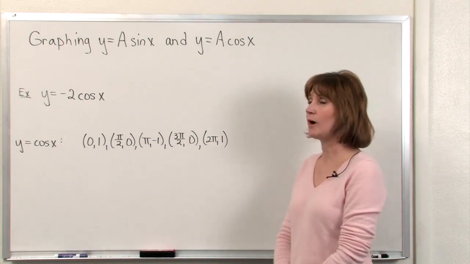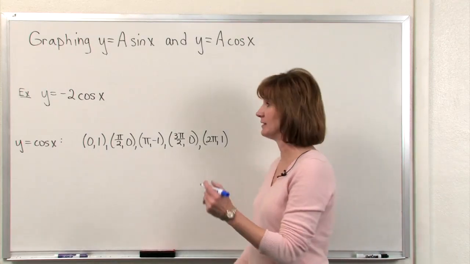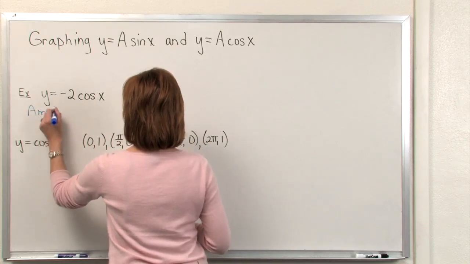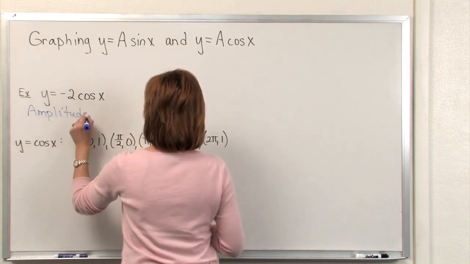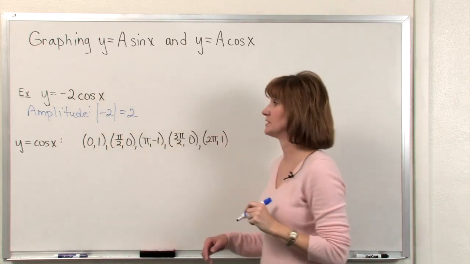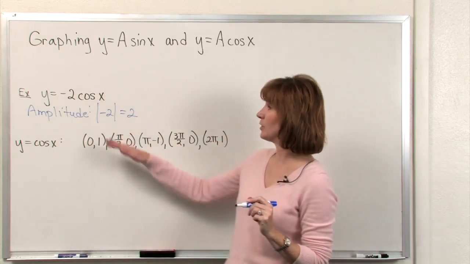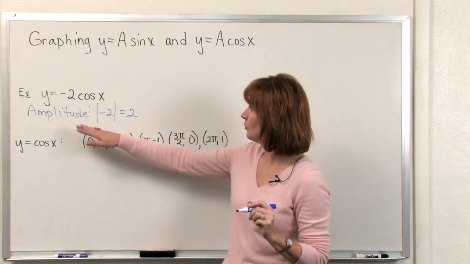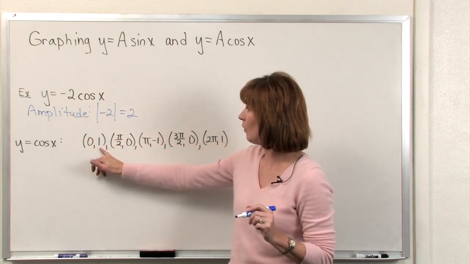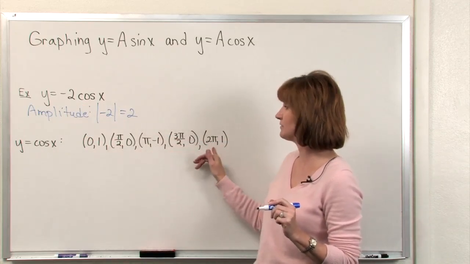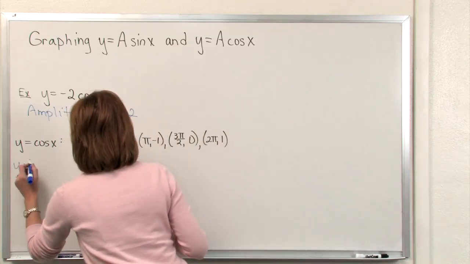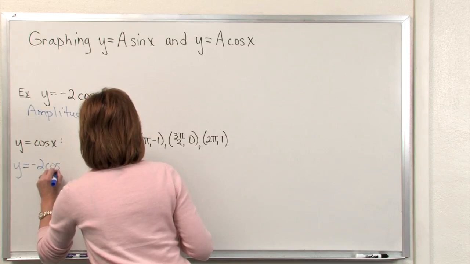Now let's look at another example. Let's look at the graph of y equal negative 2 cosine x. The amplitude will be the absolute value of negative 2, which of course is positive 2. Now, in order to graph this function, what we're going to do is multiply negative 2 by our y coordinates of our quarter points for y equal cosine x. So let's write the quarter points for y equal negative 2 cosine x.